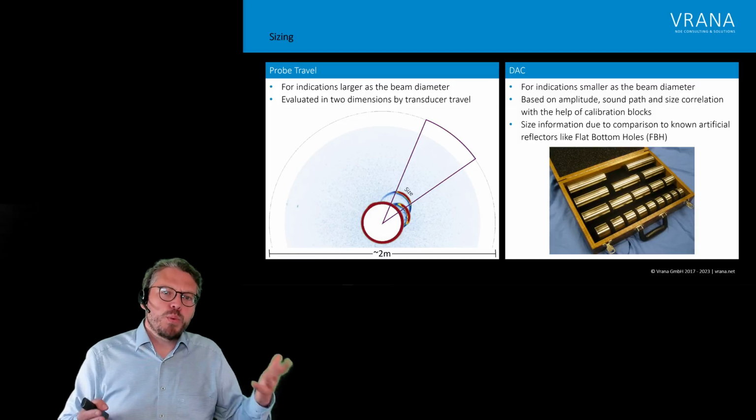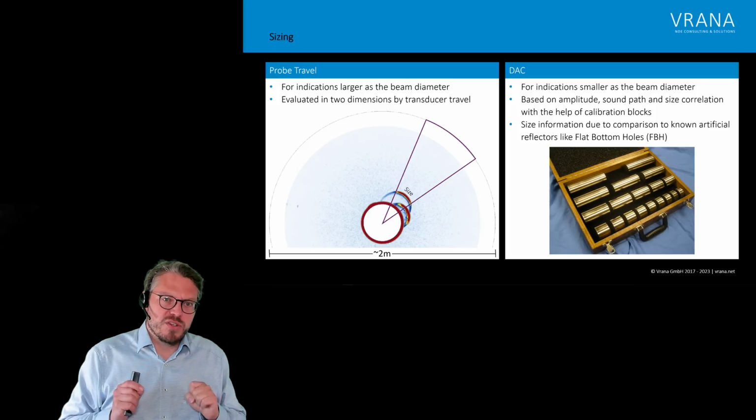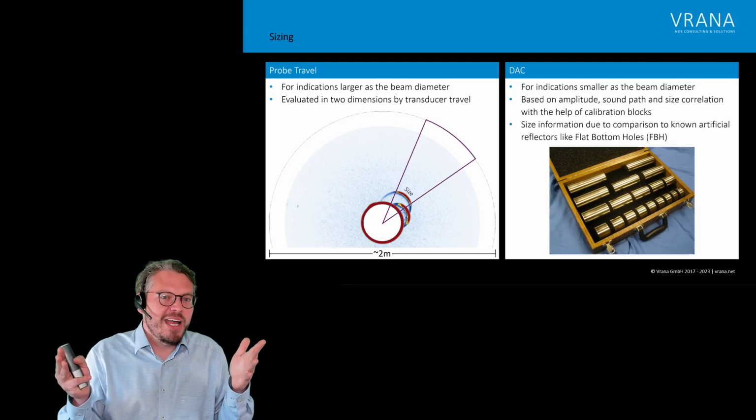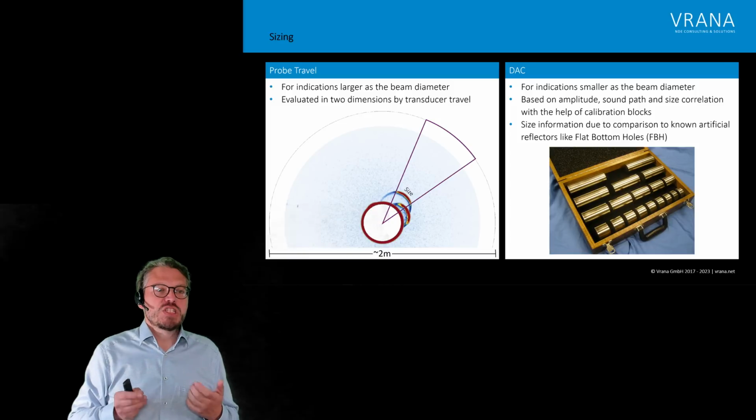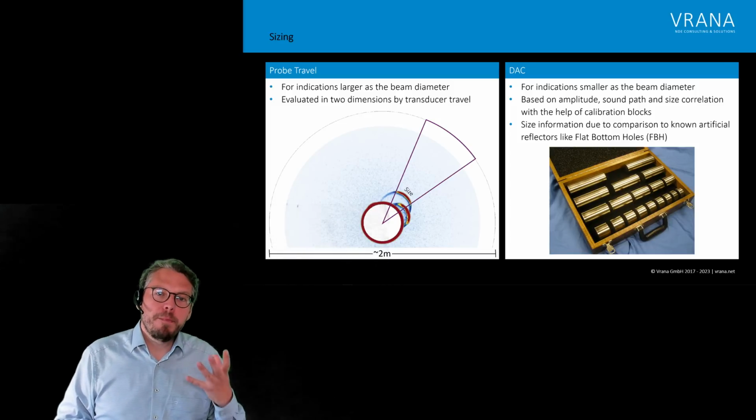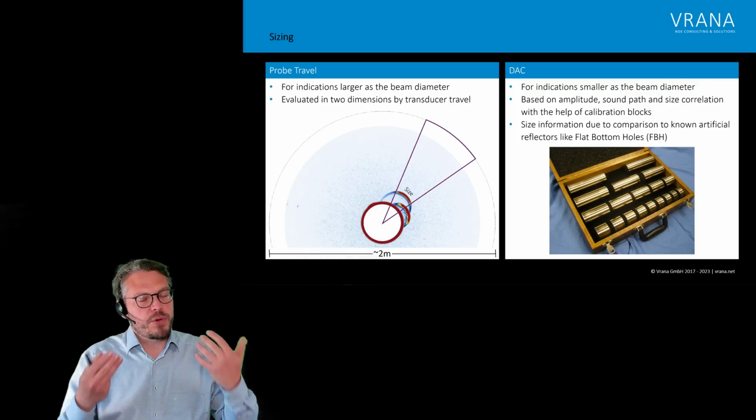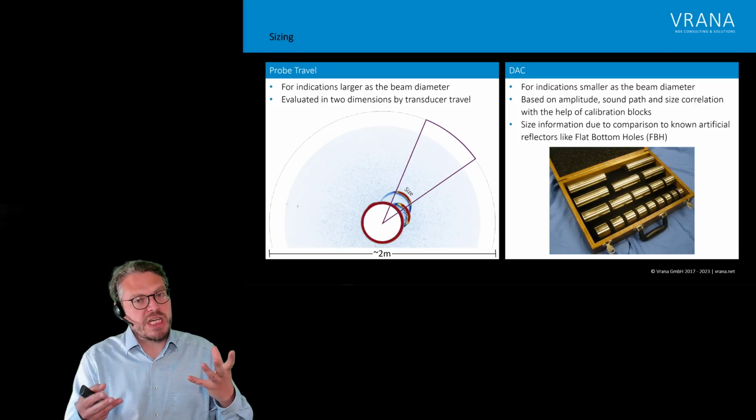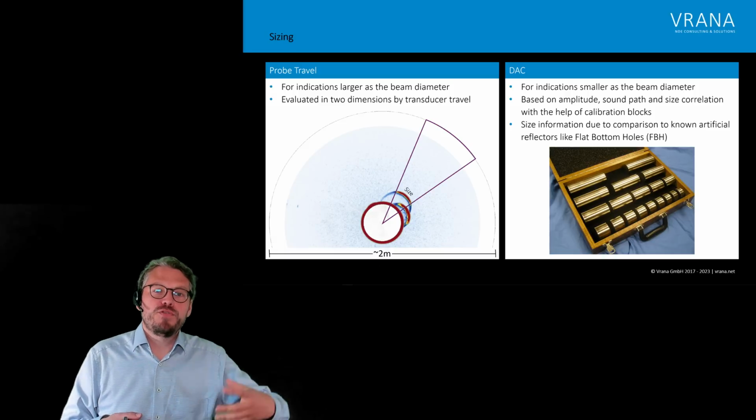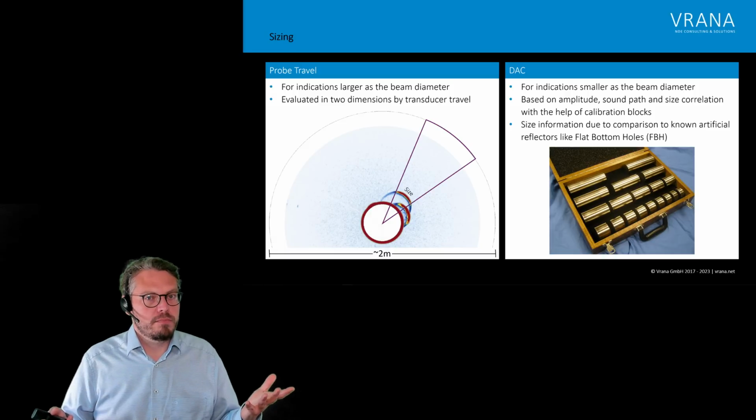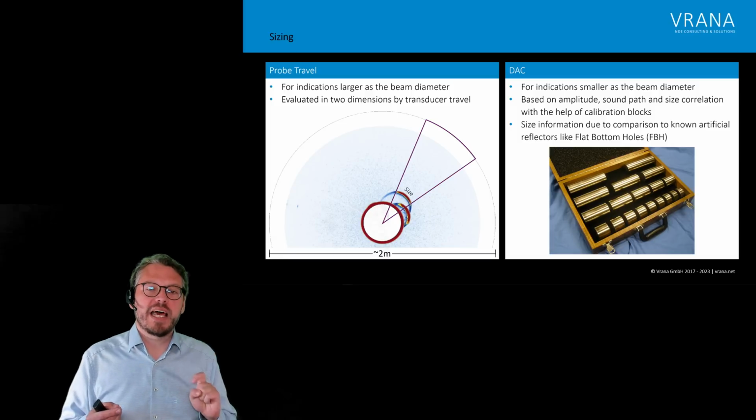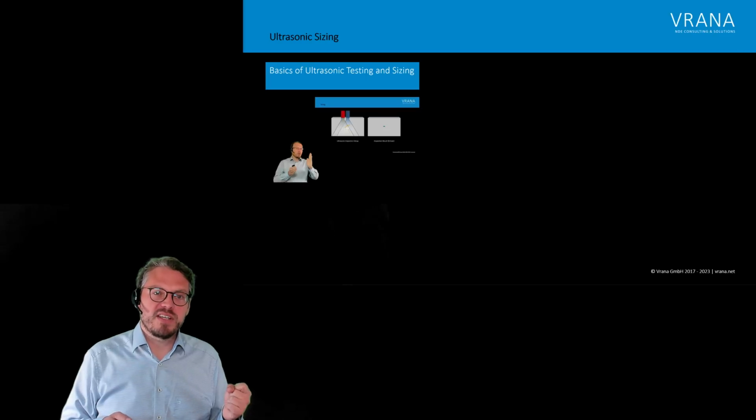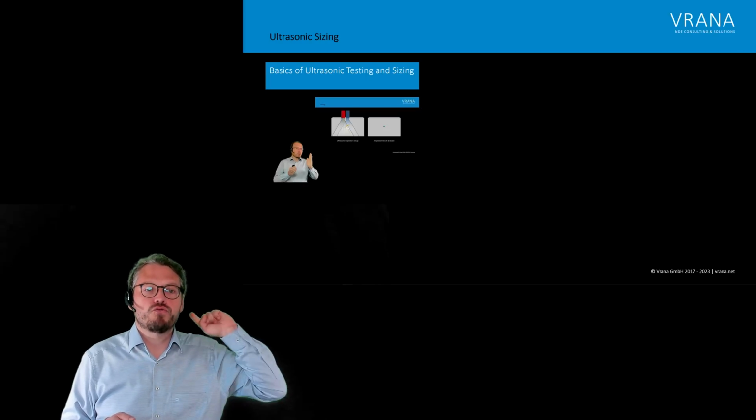Now, for indications which are smaller than the beam diameter, we have to use something else. Because with smaller indications, we just measure the size of our beam, so it doesn't change anymore if we change the size of our indication. What is typically done is we take the reflection of our indication, because it changes with the size of the indication. We compare it with the reflection of an artificial reflector, like a flat bottom hole, and then we can say, okay, this indication looks like a flat bottom hole with 2 millimeters of diameter. Those two sizing methods were discussed in detail in a previous video, and I will leave a link to that video right here.